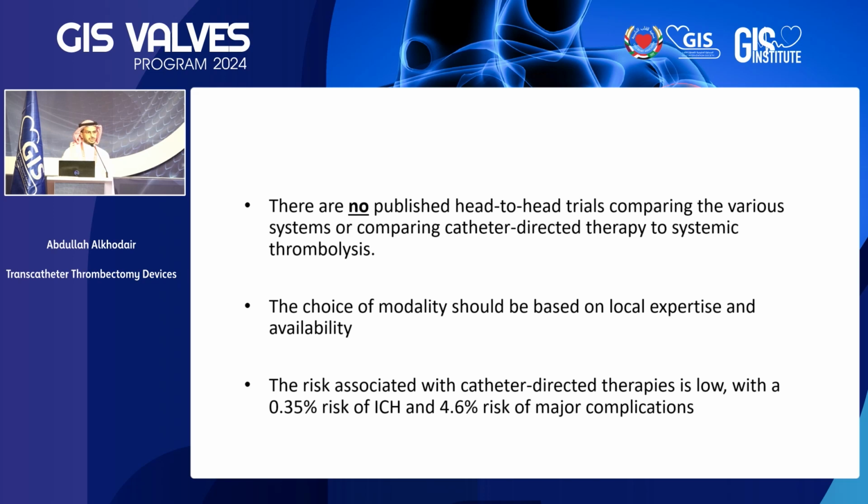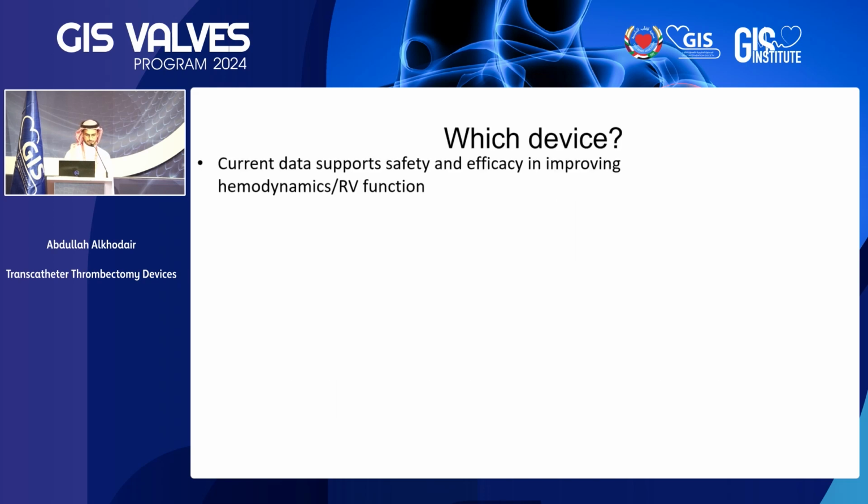So the question is, which device do we choose from? There is no clear answer to this. There are no published data that compares head-to-head different devices. The choice of modality should be based on local expertise and availability. Remember that from retrospective analysis, the risk associated with catheter-directed therapies is low, but still there's a risk of ICH of about 0.35 and other complications up to 5%.